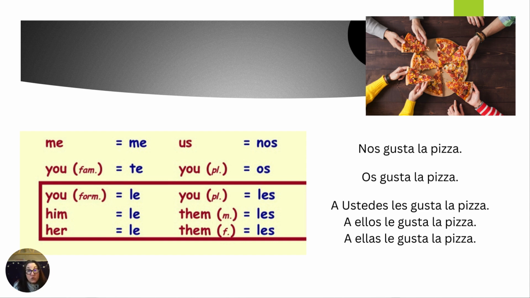we have nos gusta la pizza. So the pizza is pleasing to us. Os gusta la pizza. The pizza is pleasing to you all. Informal. A usted le gusta la pizza. You all, formal, like the pizza. A ellos le gusta la pizza. A ellas le gusta la pizza. The pizza is pleasing to them.